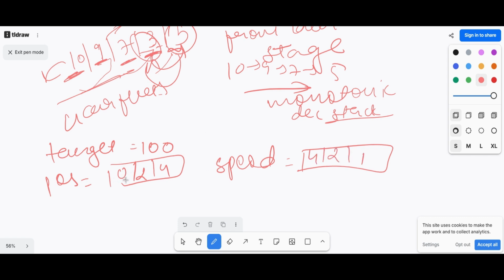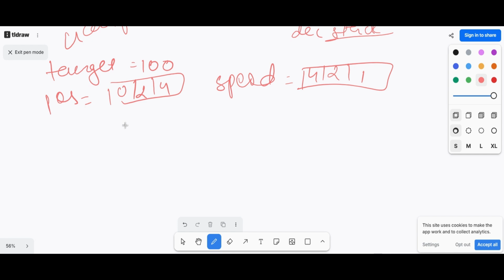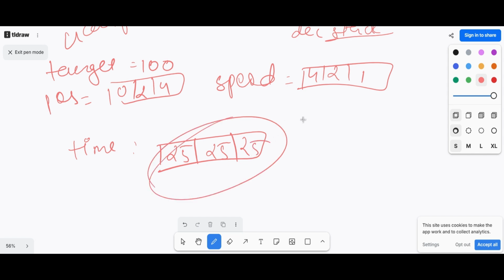So how much time will it take? Let's just calculate the time, because position is already in sorted order. The time for 0 to reach 100 is 100 minus 0, 100 divided by 4, which is 25. For this, 100 minus 2 is 50, 50 divided by 2 is 25. For this, 100 minus 4 is 96, divided by 1 is 96. For the others it's 25, 25, 25 only. So only one fleet will be there.